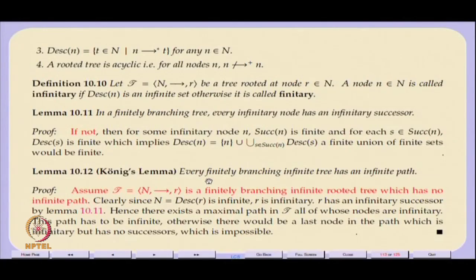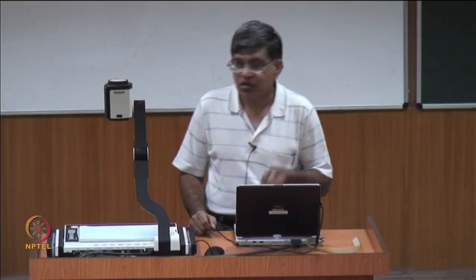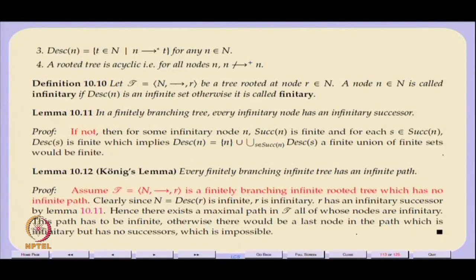Okay. So, now let us go to Koenig's lemma proper, which just says that every finitely branching infinite tree has an infinite path. Again we prove by contradiction: assume that T is a finitely branching infinite rooted tree which has no infinite path. Firstly, the set of descendants of the root is the entire set of nodes. It is an infinite tree, so the root is clearly infinitary. By the previous lemma, among the successors of the root there must be at least one node which is infinitary. So R is the root node, R is infinitary, and R has an infinitary successor by the previous lemma, which means there exists a maximal path in T, all of whose nodes are infinitary.